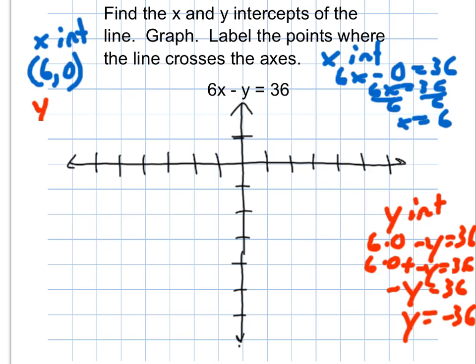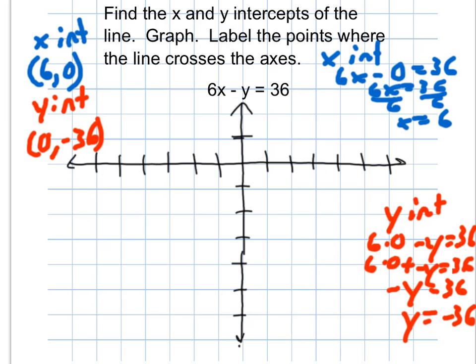So my y-intercept is going to be at 0, -36. So again, here, with the discrepancy between the 2 points, we got a pretty small number here and a bigger number here. So we're not going to want to count by ones on our axis because it will take us forever to get to -36.